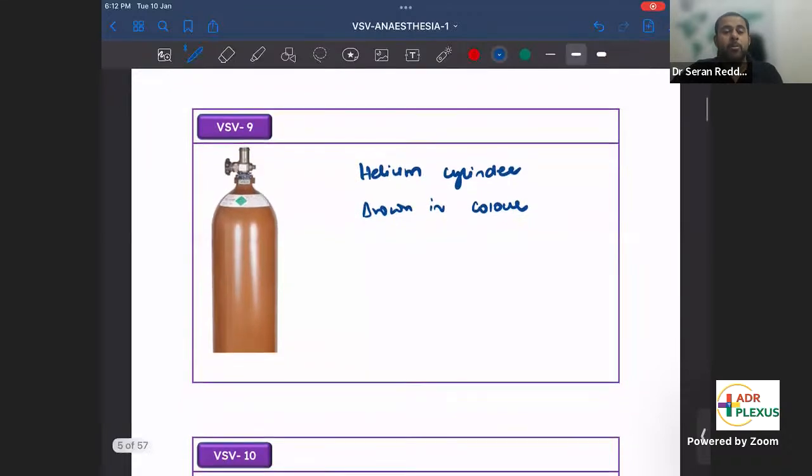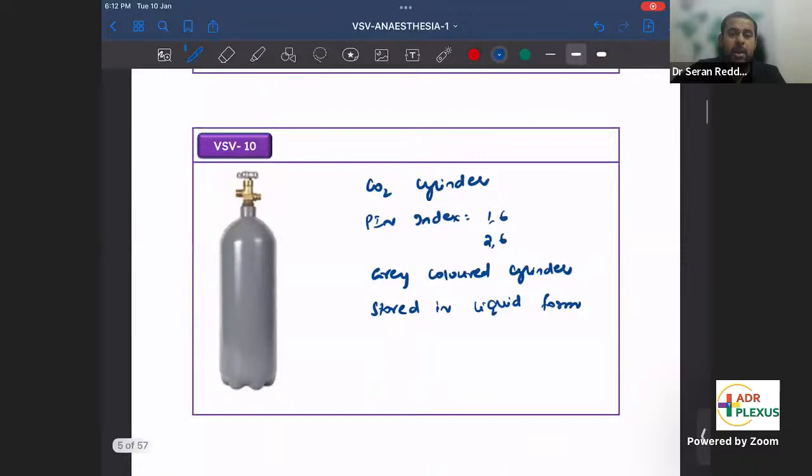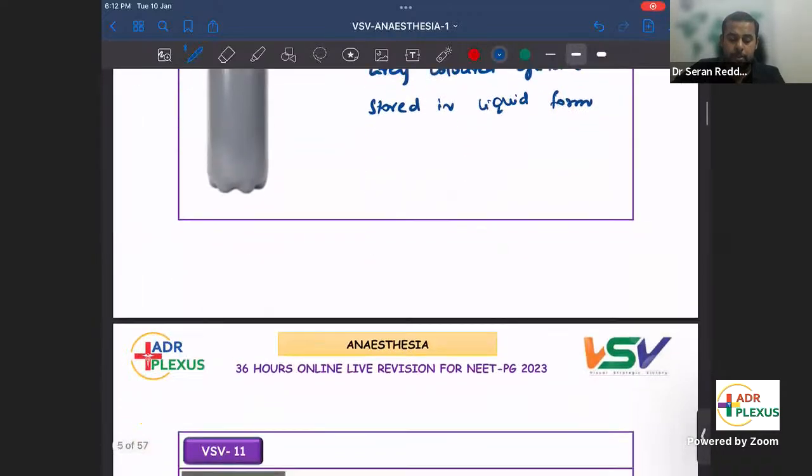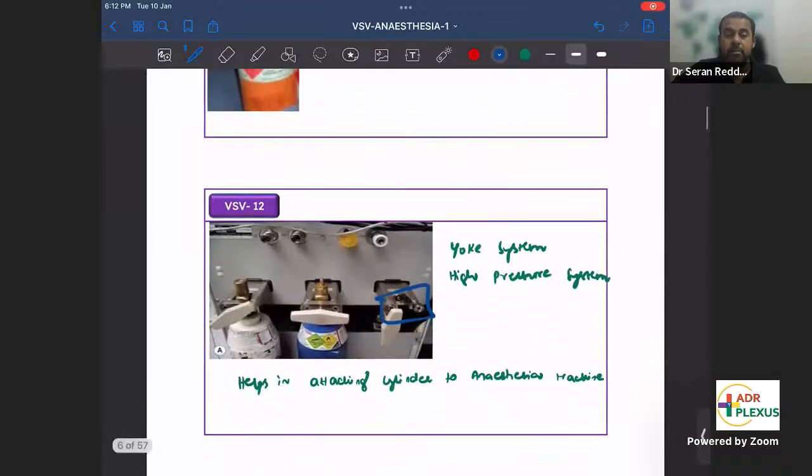Then helium cylinder, brown in color, the pin index is 2.4, nothing much important. Then this is carbon dioxide cylinder, gray in color, pin index both 1.6 and 2.6, depending upon the percentage proportions, and stored in liquid form. Then cyclopropane cylinder, pressure around 75 psi, orange color cylinders, liquid form, and it causes tachycardia and hypertension.